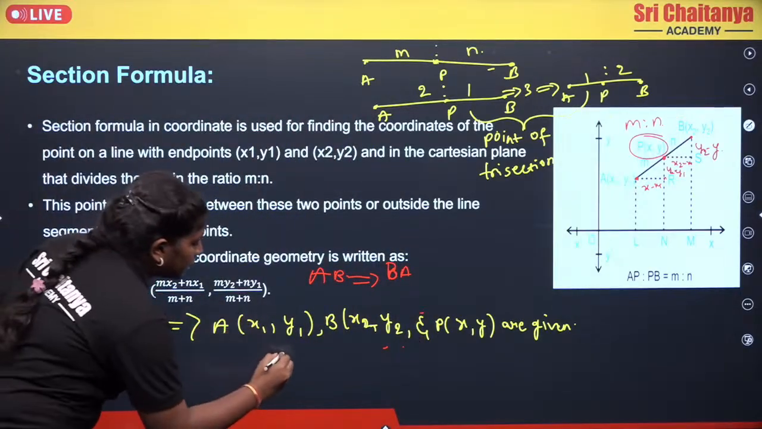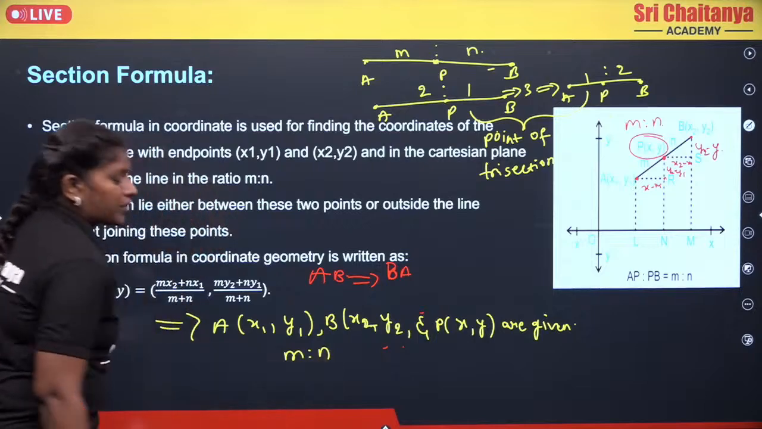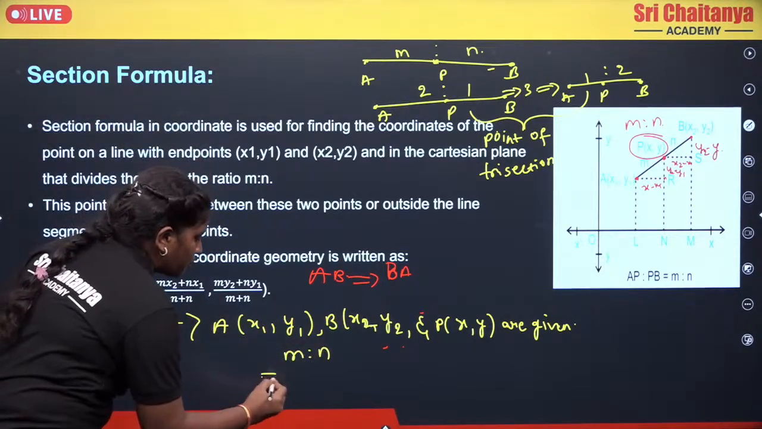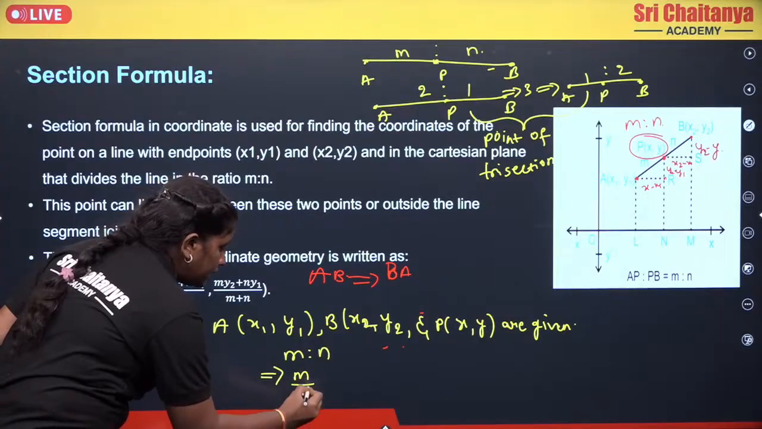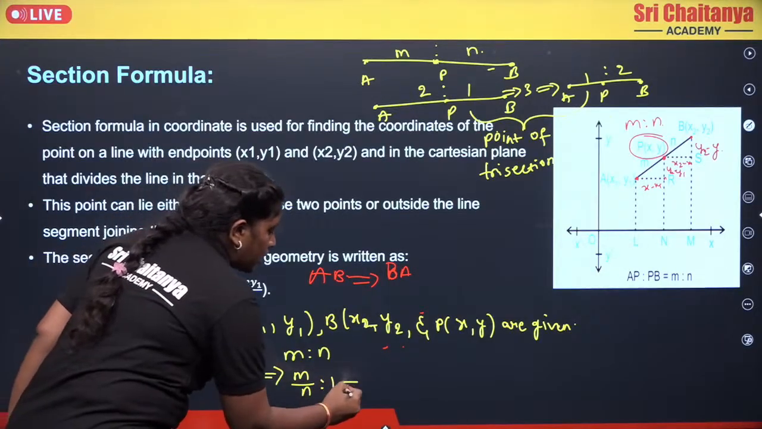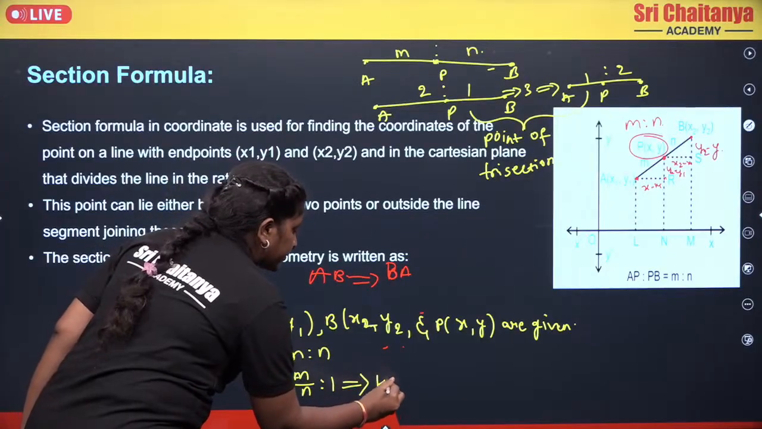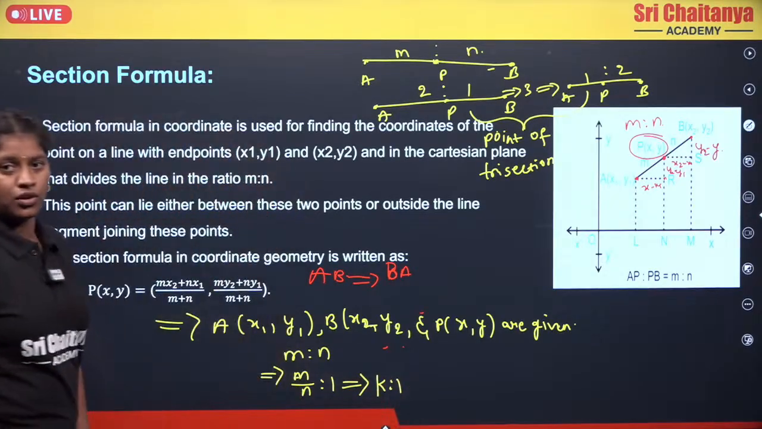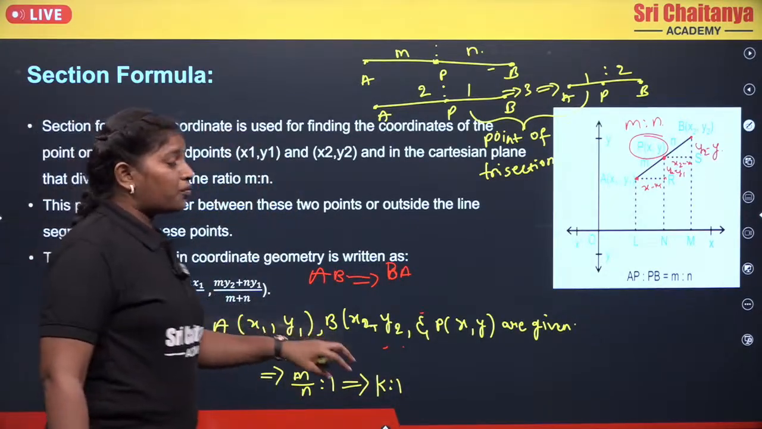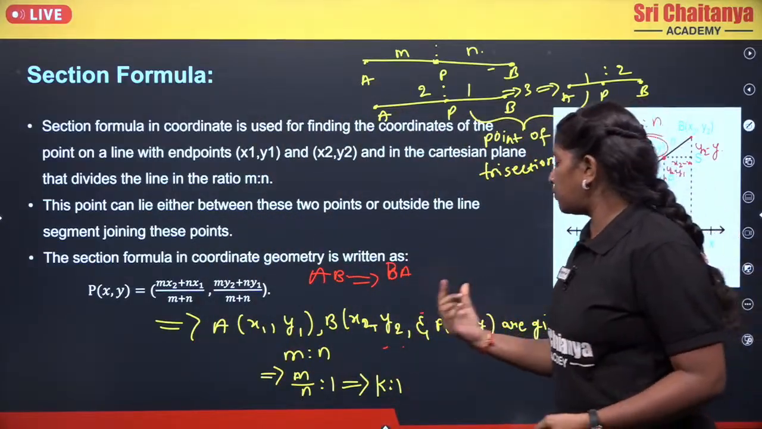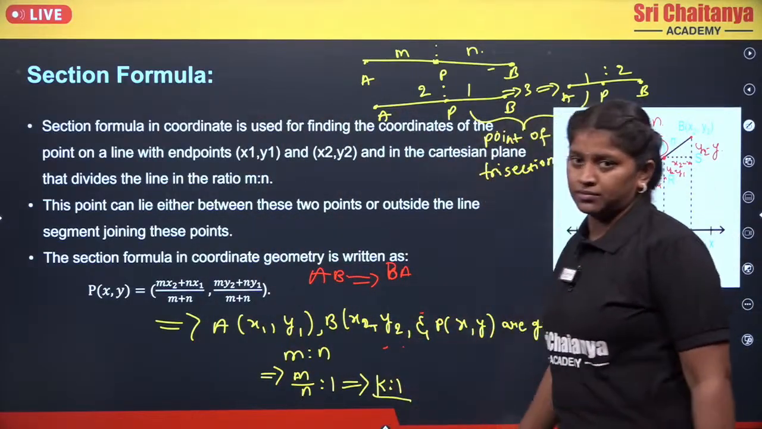What is it? If you have m:n, now on both sides I am dividing by n. So what will it become? m/n:1. Now m/n I can consider as k:1. So if you don't know the ratio and if you want to make the calculation easier, then you can use the ratio k:1.